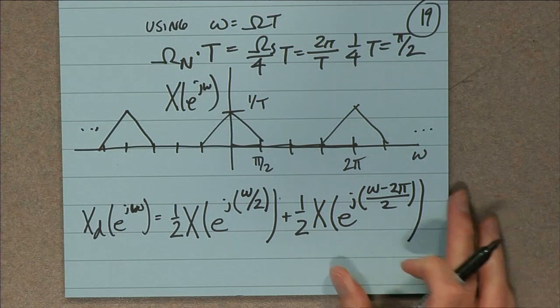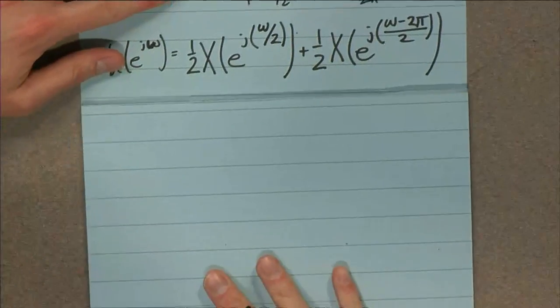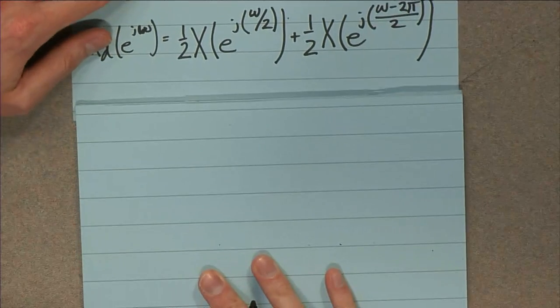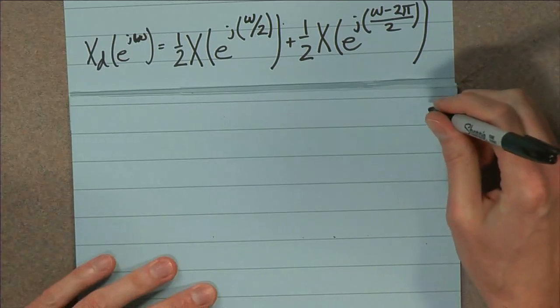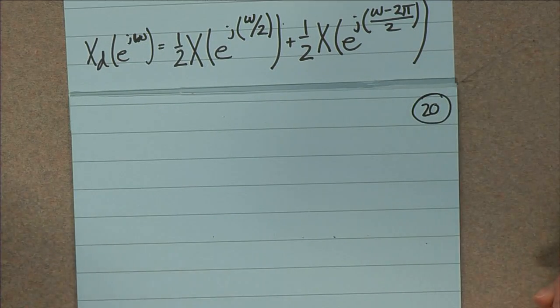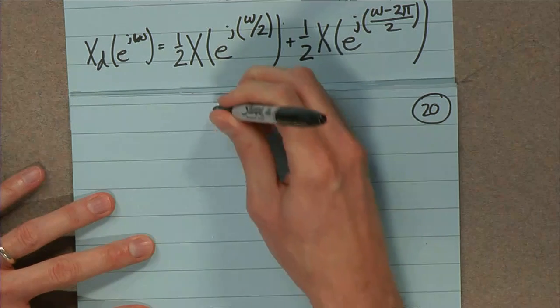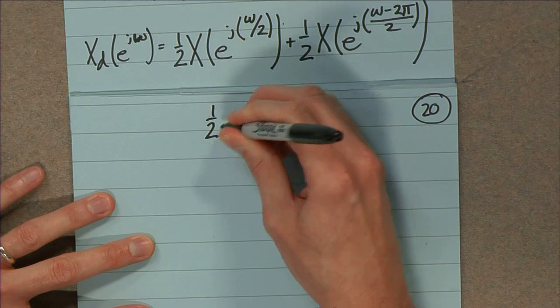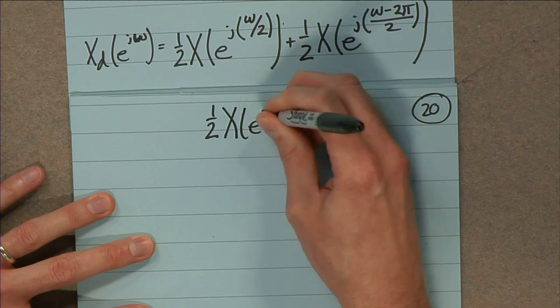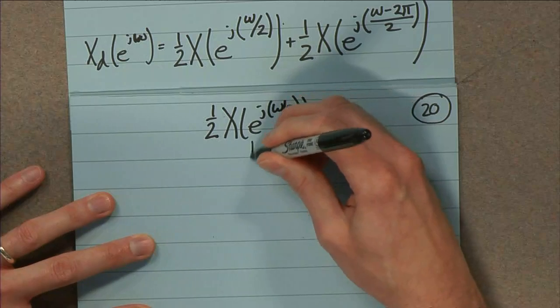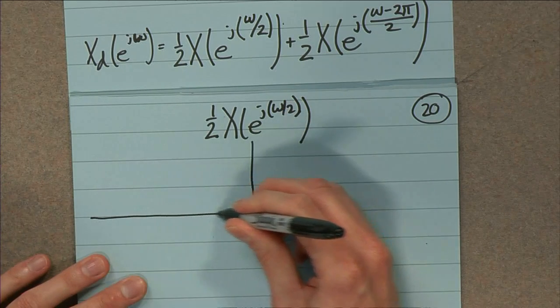Now, what does it look like in the frequency domain? Let's see if we can get it all on the same page at the same time. We probably can't, so let's just look at it term by term. Let's say 1/2 x of e to the j omega over 2. Just look at that first and work our way through this.